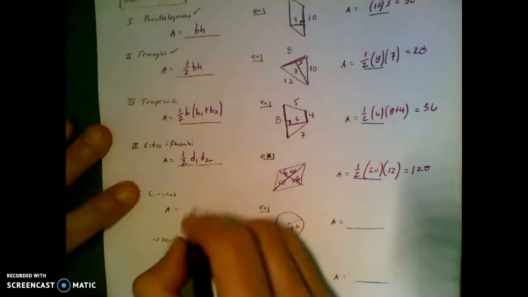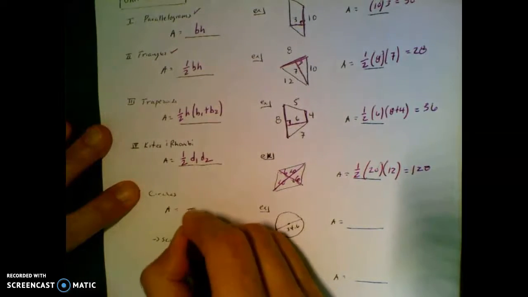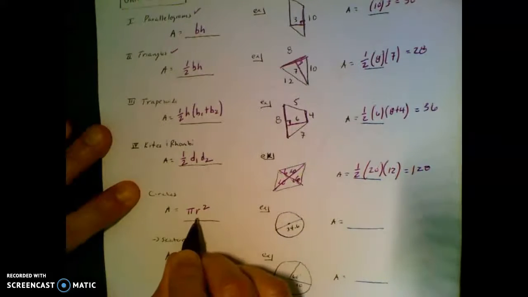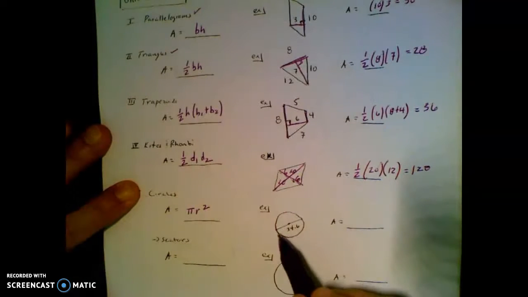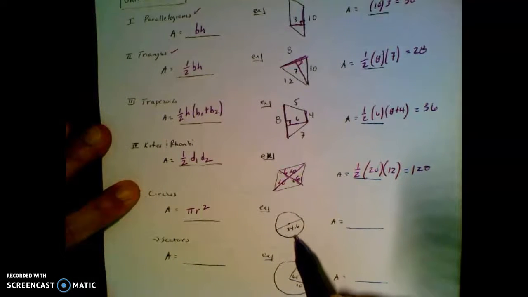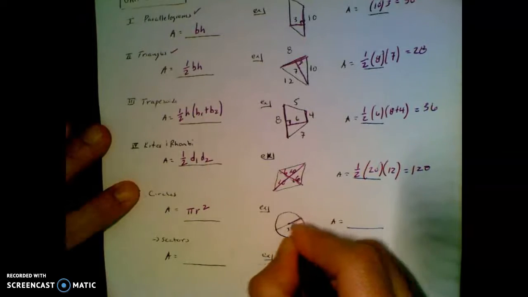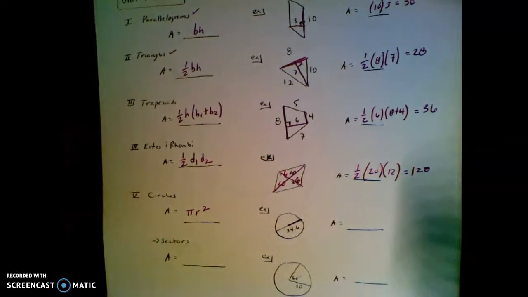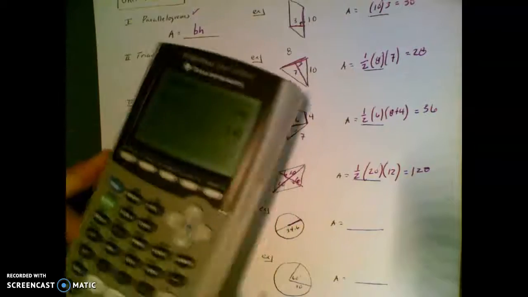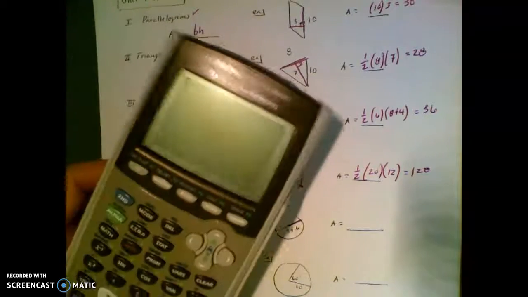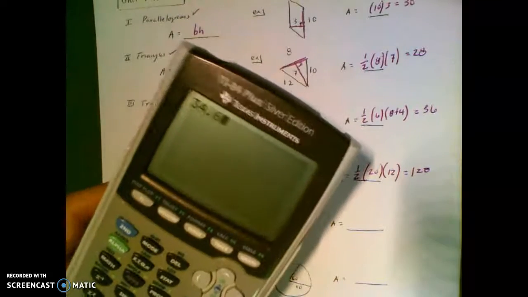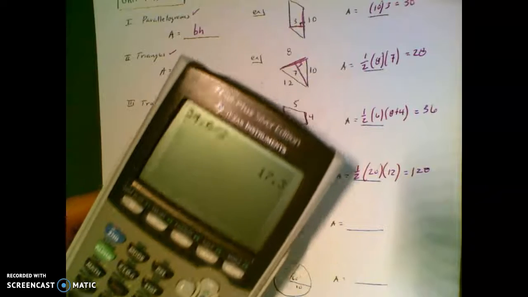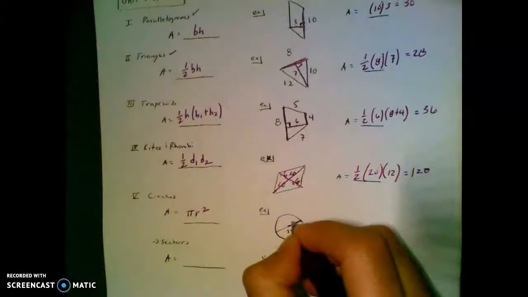Circles, remember, is going to be pi r squared for the formula. R is the radius of the circle. Over here I have a diameter of a circle is 34.6, so again I'm going to have to take half of that to figure out what the radius is, so I'll be able to use the formula. So I'll do 34.6 divided by 2 to get the radius. That's 17.3.